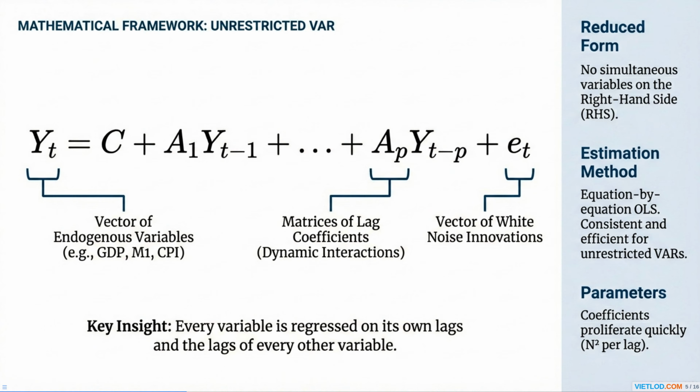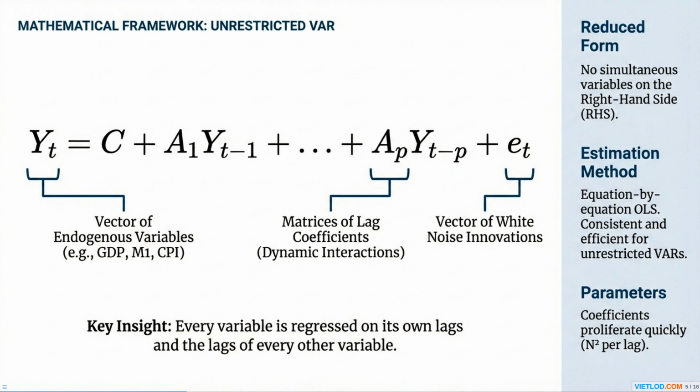This slide presents the mathematical framework for an unrestricted vector autoregression, or VAR, model of order p. The core equation, y_t equals c plus A_1 y_{t-1} plus ... plus A_p y_{t-p} plus e_t, is what we use to model the dynamic relationships between multiple time series variables. Let's break down its components. y_t represents a vector of endogenous variables at time t. For example, this could include macroeconomic indicators like GDP, M1 money supply, or the consumer price index.